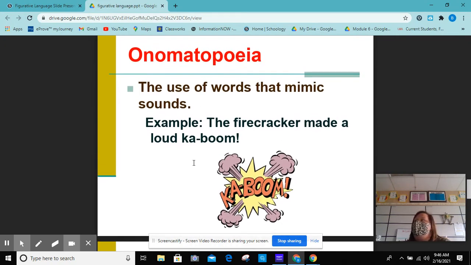Here's y'all's favorite word. Onomatopoeia. The use of words that mimic sounds. The firecracker made a loud kaboom. When a firecracker goes off, you know that it makes a boom, and there is a distinct sound for a boom. The kaboom mimics what the firecracker actually does. It's a sound that you hear in your head. Onomatopoeia.